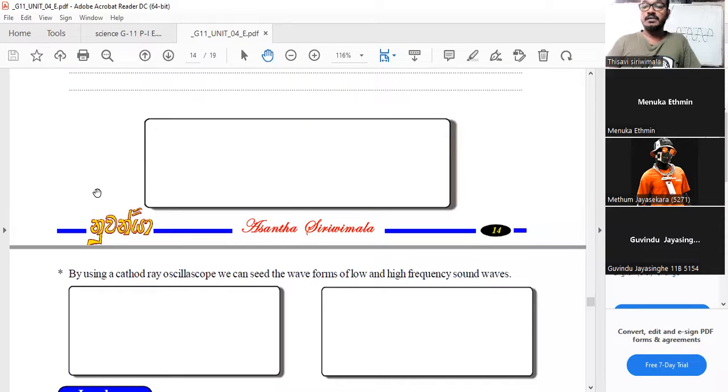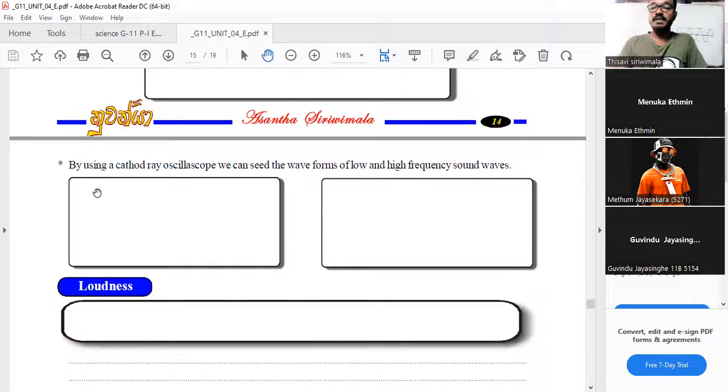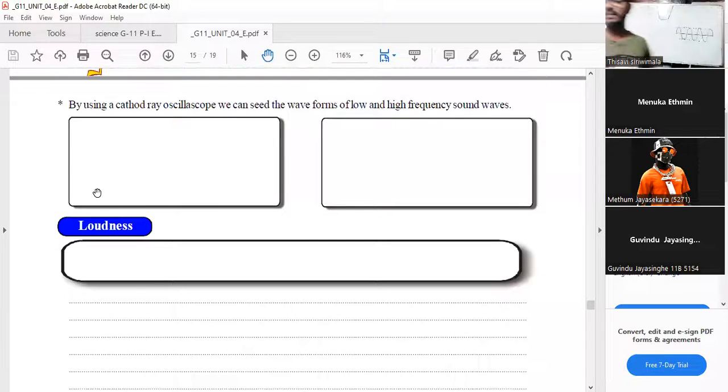Okay. So after that, by using the cathode ray oscilloscope, we can see the waveforms of low and high frequency sound waves. So this is the way that we can see the sound waves.